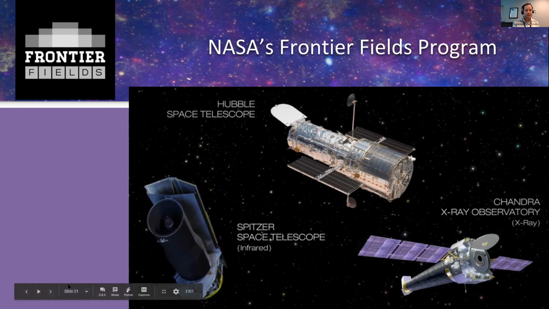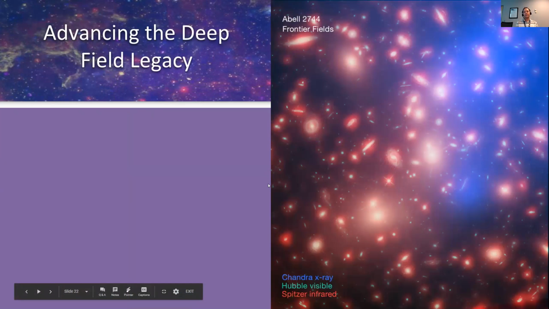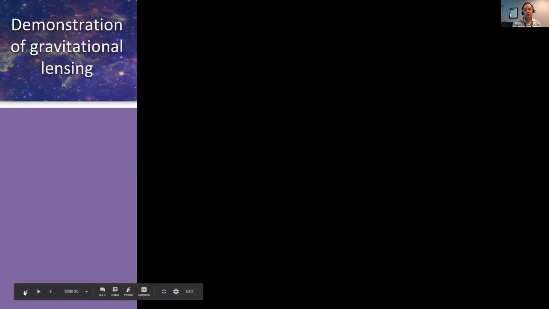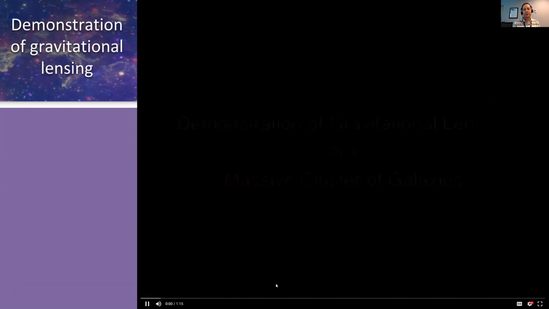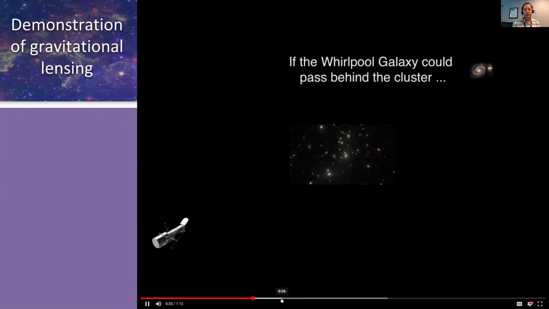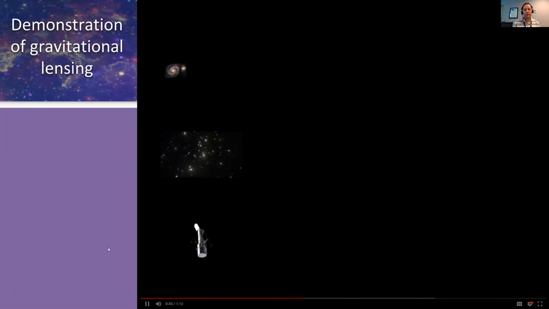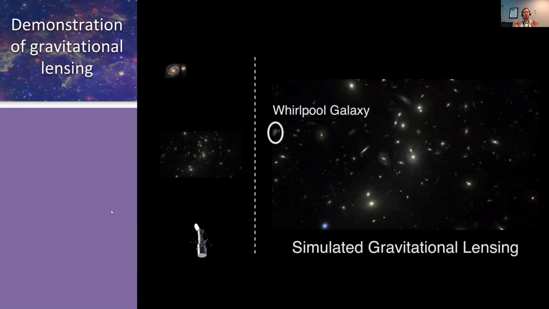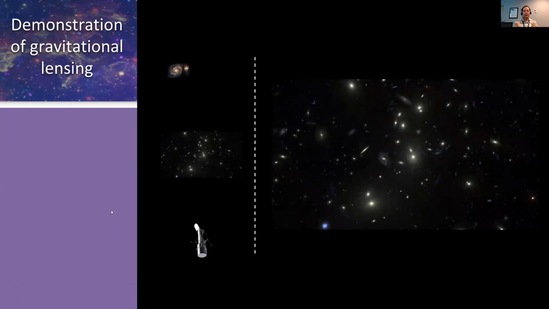And the idea is to get images of these deep fields. So that's getting images of classical deep fields as well as these deep fields around clusters of galaxies. And so let me take a detour back a little bit, because I want to go back to this. As this plays, I want to share with you why we want to do this for the Frontier Fields.